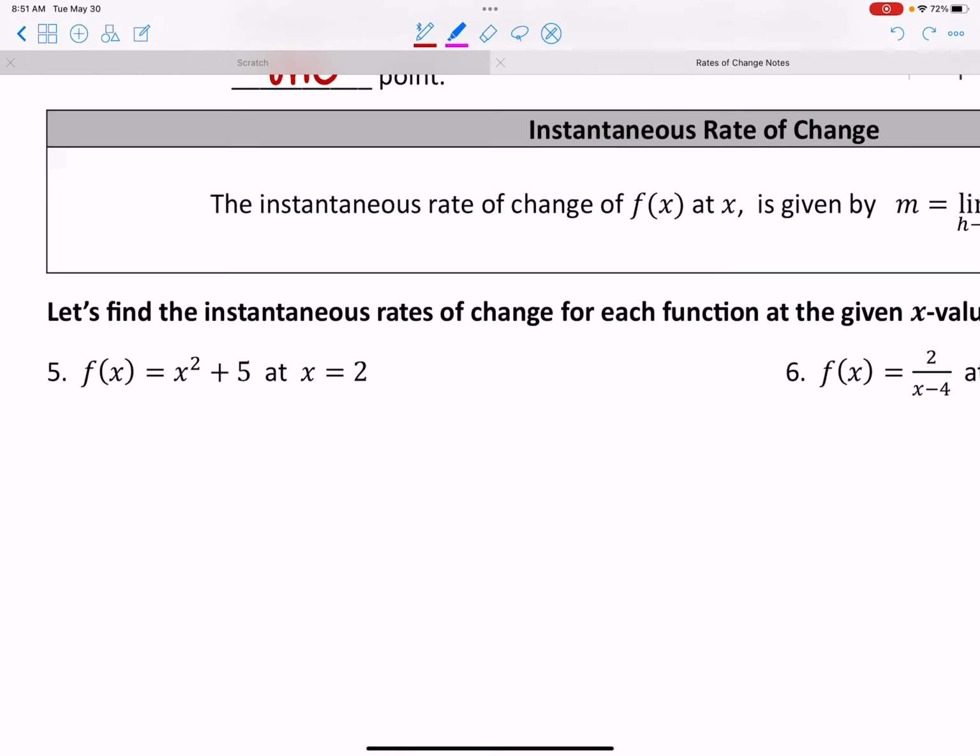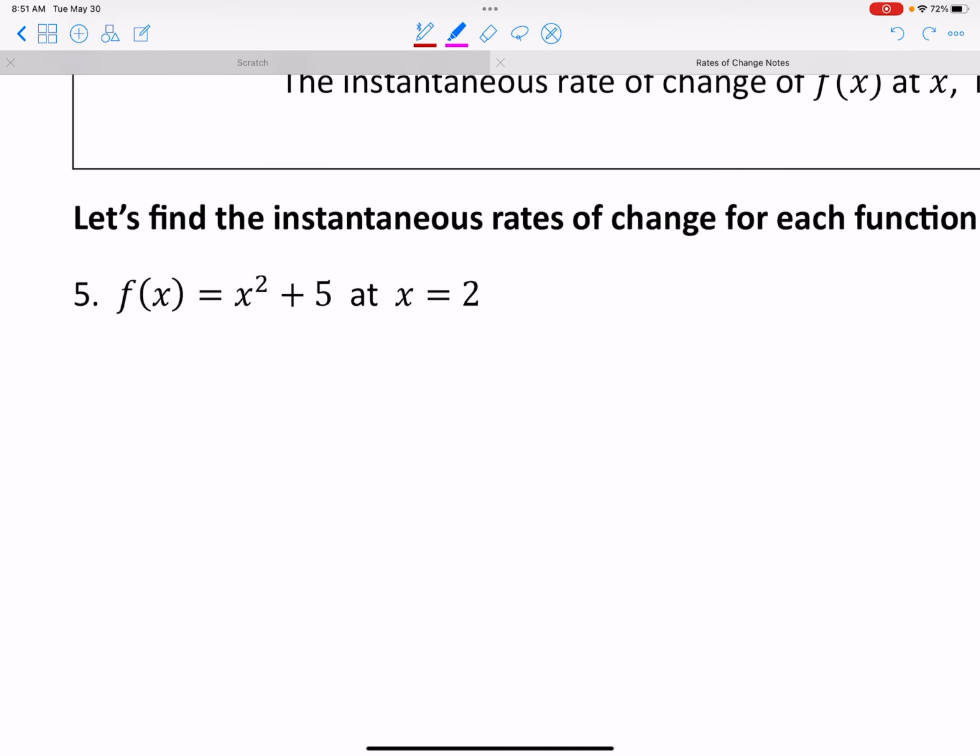So let's try it. If I'm looking at x squared plus 5 as our function, and I want to find the instantaneous rate of change, I want to first find the difference quotient, and then approximate the limit of that difference quotient as, in this case, x approaches 2. Okay, so let me write out what I have to do here. I want to find the limit of the difference quotient for x squared plus 5.